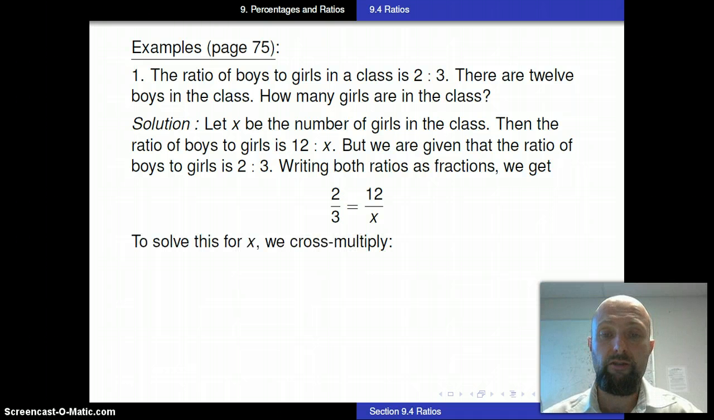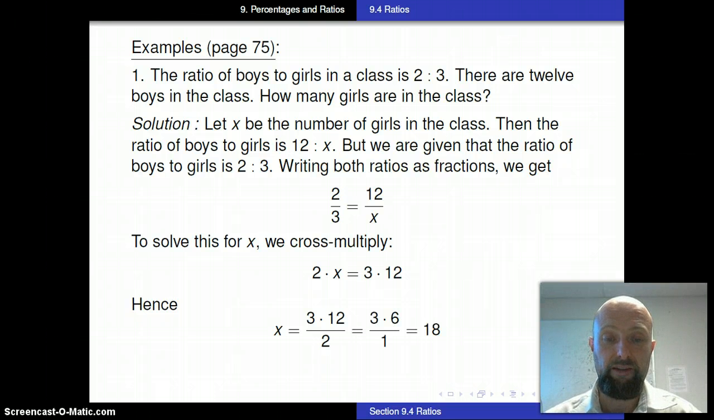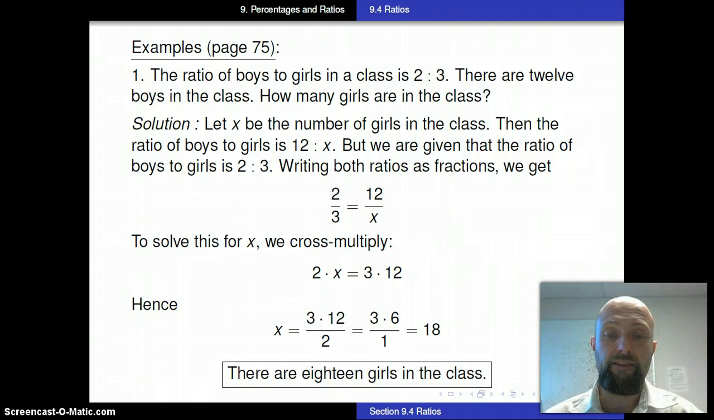To solve for x, we cross multiply. 2 times x is 3 times 12. To solve for x, we divide both sides by 2. So x is 3 times 12 over 2. We can first simplify before we multiply out. This becomes 3 times 6 over 1, which is 18. So there are 18 girls in the class.